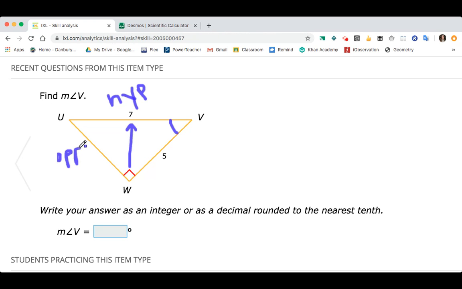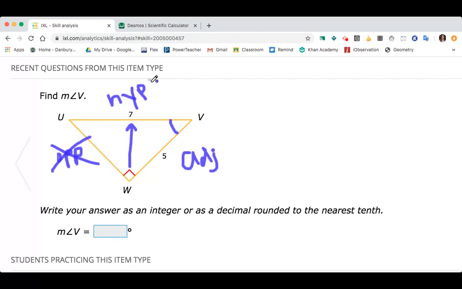Now, I don't know anything about my opposite side, and I don't want to know anything about it, so I don't really care about it in this problem. It's kind of irrelevant here. The other side that's left is 5. That's going to be our adjacent side. So once we figure out all of this, we're ready to set up a trig equation.